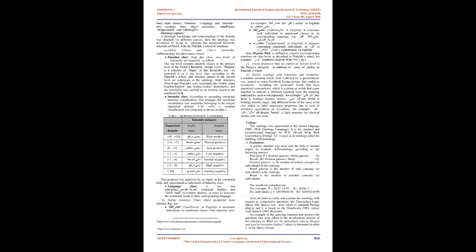The ARM ontology has 3 main classes. Emotion class. From this class, 2 levels of hierarchy are branched as follows. The top level contains emotion classes at the primary level in Parrott's hierarchy, except love. Disgust is a subclass of anger in this hierarchy, but we represent it as a top-level class according to Plutchik's wheel, and emotion classes at the second level are subclasses in the ontology. Both structures, Parrott and Plutchik, were translated into Arabic using English 1 and Arabic 2 dictionaries, and the translation was verified by an Arabian expert in the emotional field.